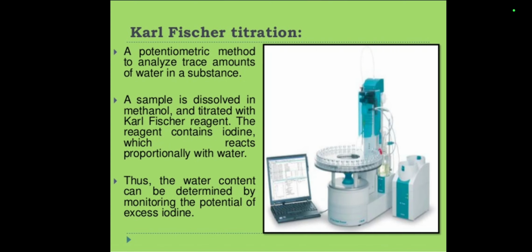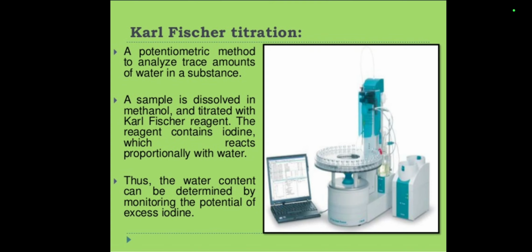Next is the Karl Fischer titration. It is a potentiometric method to analyze trace amounts of water in a substance. A sample is dissolved in methanol and titrated with Karl Fischer reagent. So the reagent contains iodine, which reacts proportionally with water. Thus, the water content can be determined by monitoring the potential of excess iodine. So, basically, Karl Fischer titration is a classic titration method in chemical analysis that uses colorimetric or volumetric titration to determine the trace amount of water.